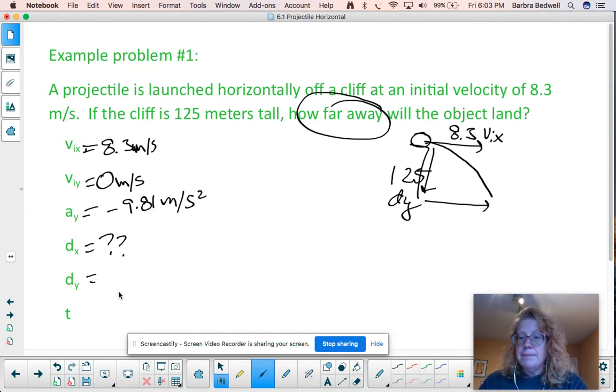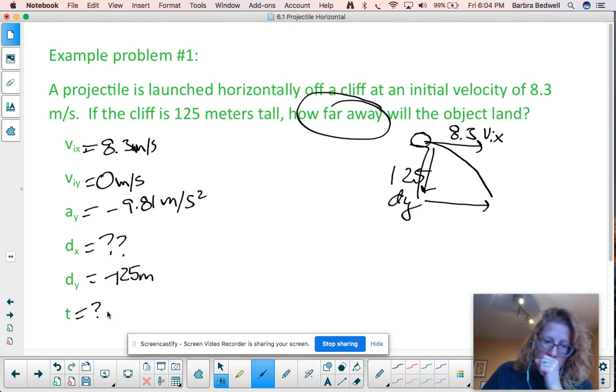d_y. Well, d_y is vertical distance, and that's going to be the amount of vertical height that it's falling. And that's going to be, in this case, 125 meters. Now, why is it negative 125? Because, again, it's falling. And if our acceleration downward is negative, then our d_y also has to be negative. And our time, we don't know what that is yet, but we can figure that out.